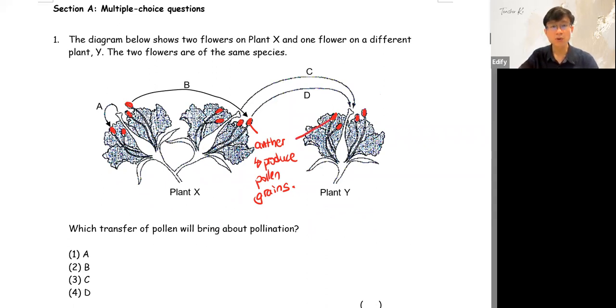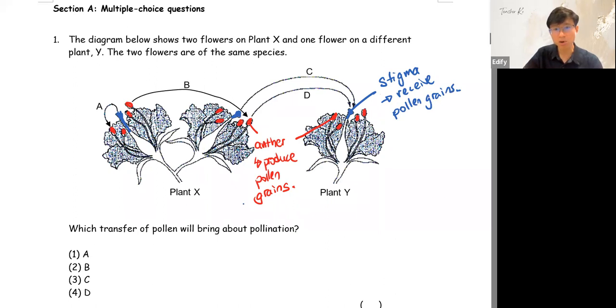So for the stigma, where are the stigmas? These are the stigmas. I'm going to color it blue. Actually, it's only the top part. So these are the stigmas. What is the stigma for? What's the function of the stigma? It is basically to receive pollen grain.